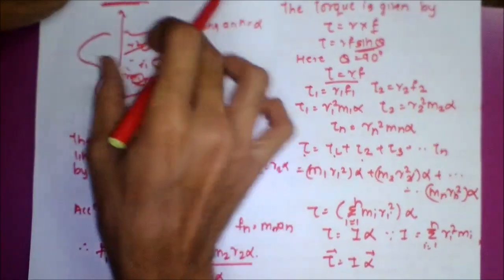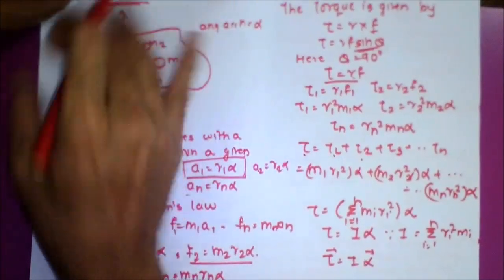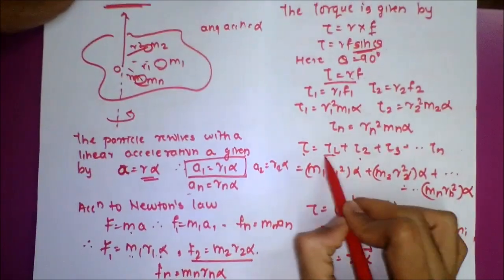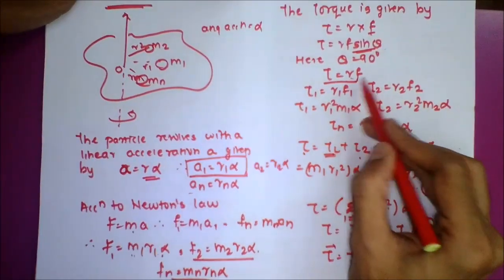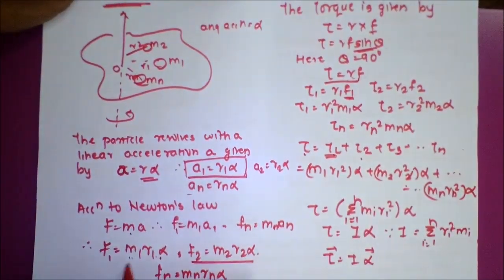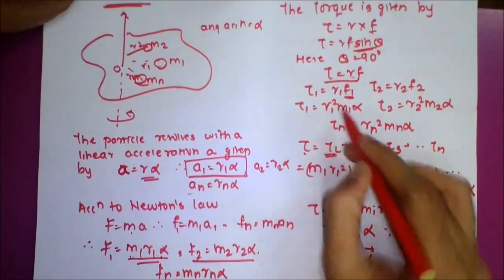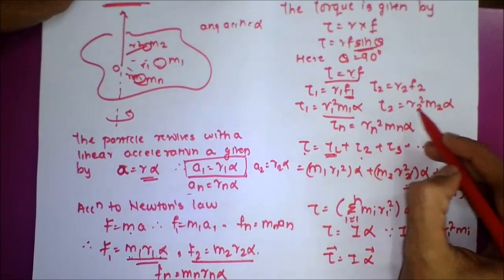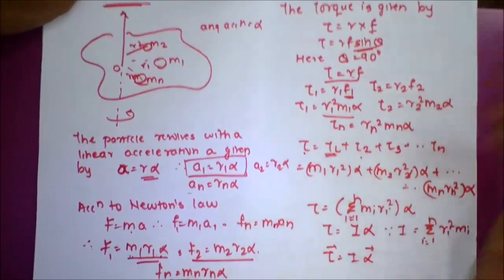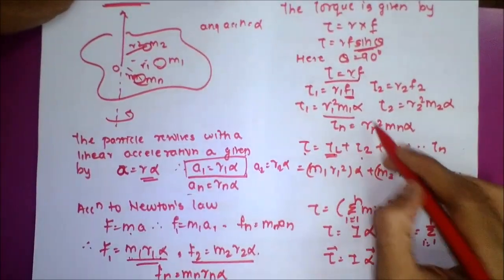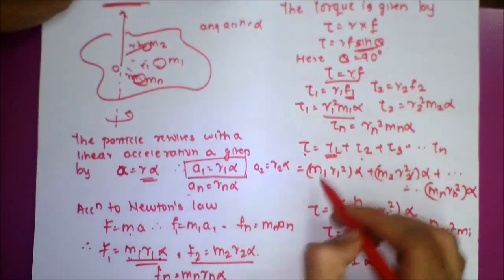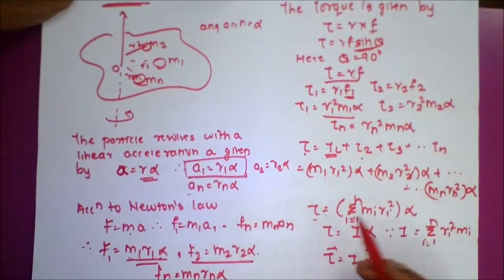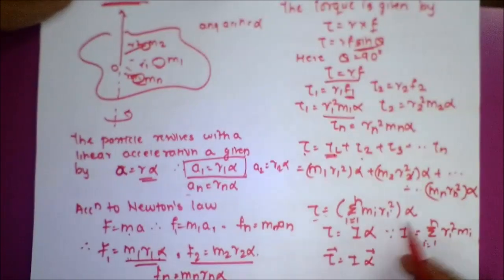So we can calculate the torque acting on the entire rotating body. That is the torque we are getting, r1 f1. For the first particle, f1 we have calculated m1 r1 alpha, so that becomes r1 square m1 alpha. For torque 2, that becomes r2 square m2 alpha. For torque up to n particles, that will become rn square mn alpha. So we substitute these values, and we get the torque as a summation of mi ri square alpha.